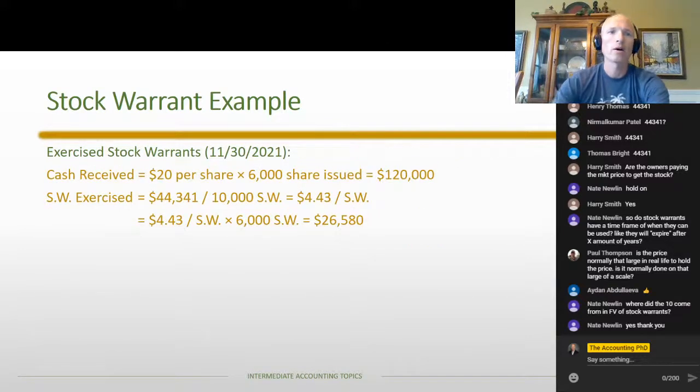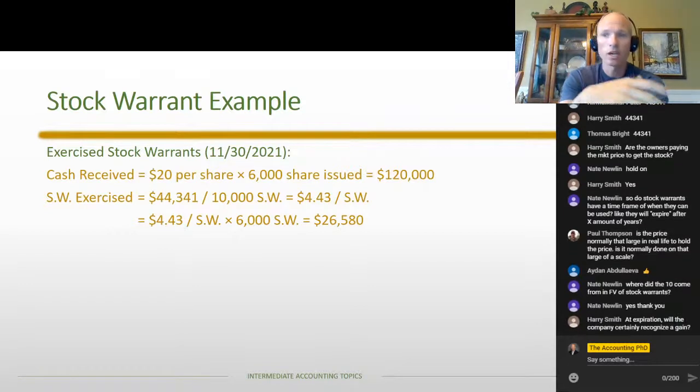So let's talk about the exercised stock warrants on November 30th, 2021. Remember, they have to turn in the stock warrant and they have to give them cash. And so again, in this case, at expiration, do they recognize a gain? No, they do not. So there's no gain or loss. You're just reclassifying the contribution.